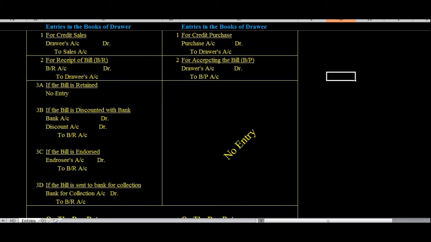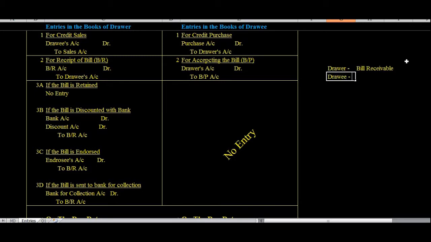Now I want you to pay attention to this carefully. The entry that we pass in the books of Drawer, when it is reversed, becomes the entry in the books of Drawee. You just have to reverse them. That is the first thing that I wanted you to learn. The second thing which I want everyone to remember is that for a drawer, the document is a bill receivable, because a drawer is to receive money from that particular document.